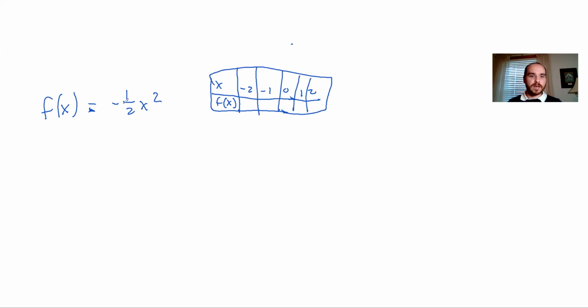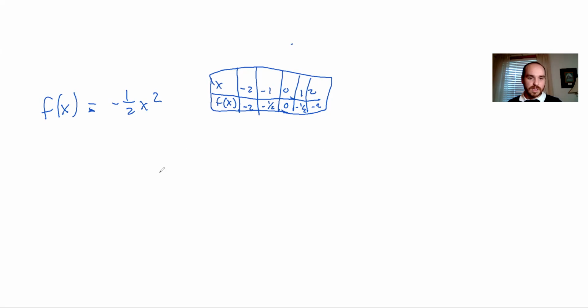So we could do that at -2. That's -2 squared is 4 times -1/2, that's -2. -1 squared is 1 times -1/2 is -1/2. 0 squared times -1/2 is 0. So this number is going up as x is going up, so it's increasing over here. Then you get to the other side, you'll get -1/2 again, and -2. So obviously it's decreasing on this side of 0. So that's one quick way to do it.